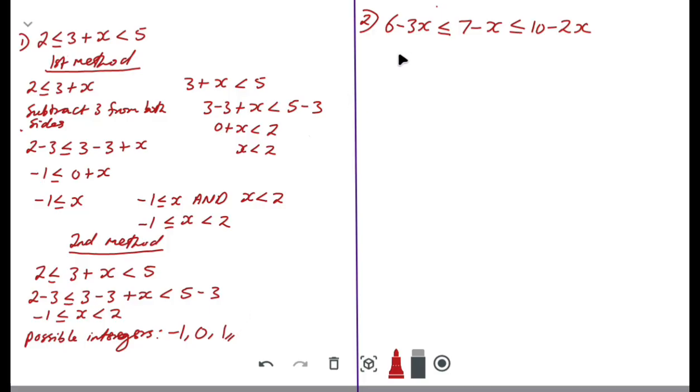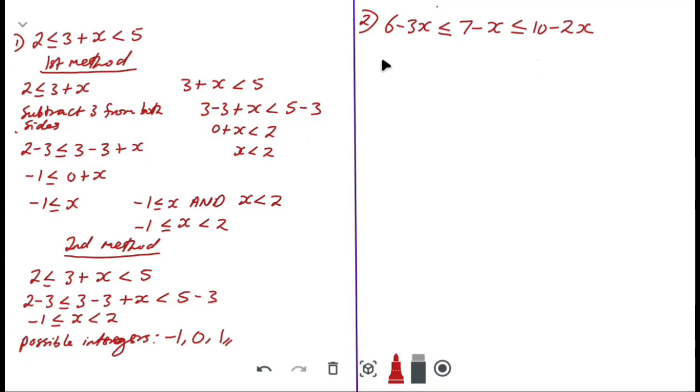So let's consider the second question. The second question says we should solve 6 minus 3x less than or equal to 7 minus x less than or equal to 10 minus 2x. So in this case, we can expand this compound inequality and solve the parts separately. So we say 6 minus 3x less than or equal to 7 minus x, and the second expression is going to be 7 minus x less than or equal to 10 minus 2x.